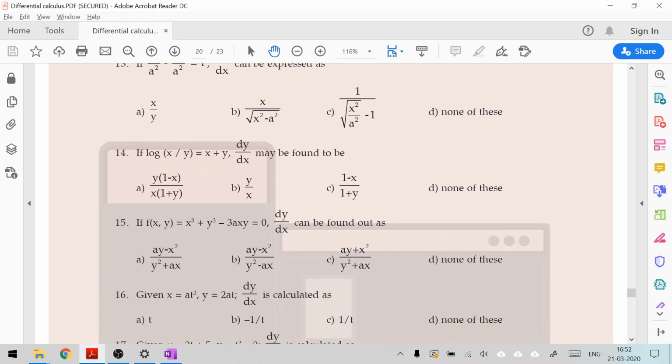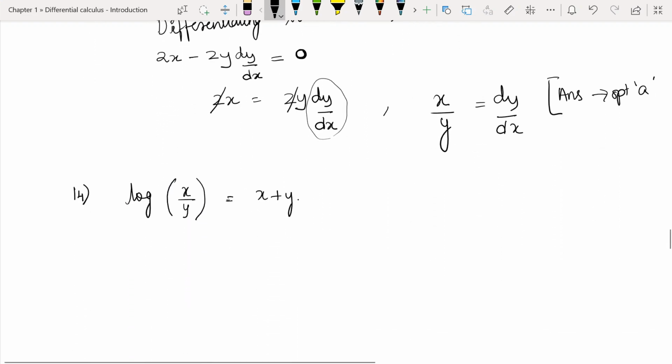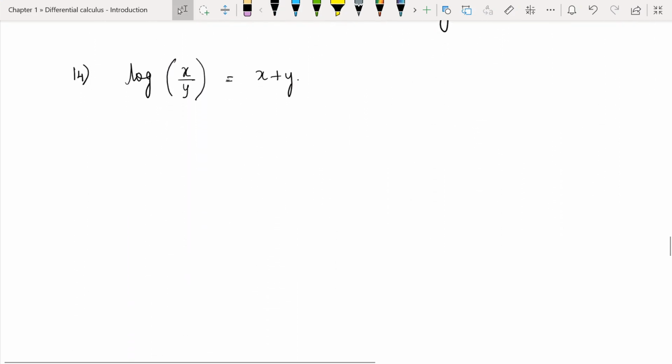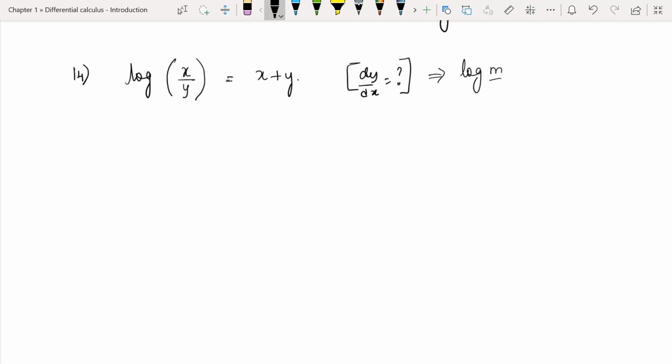Now let's go to question number 14. I've already taken down the question here. The question again is asking you to find the value of dy by dx is equal to question mark. Now here I am going to use a property of logarithms which says log of m divided by n is nothing but log m minus log n. Remember, it is log of m minus log of n, not loosely log m minus n. Okay, fine. Let us use that now.